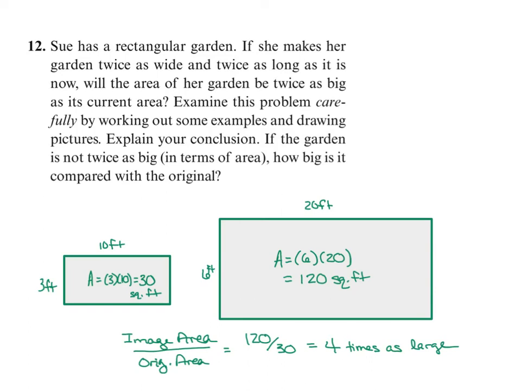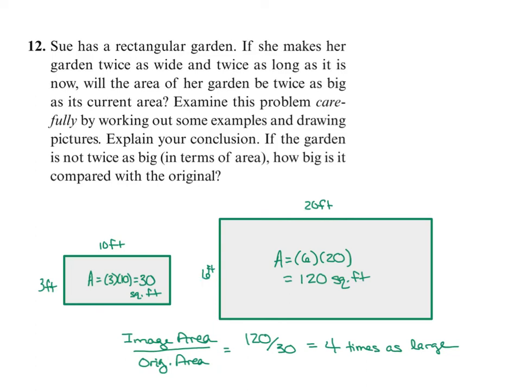Question number 12. Sue has a rectangular garden. If she makes her garden twice as wide and twice as long as it is now, will the area of her garden be twice as big? So I made up some dimensions of an original garden that's 3 feet by 10 feet. So it has an area of 30 square feet. If I double 3 feet, I get 6 feet. And if I double 10 feet, I get 20 feet. And that's what it means to be twice as long or twice as wide, is to multiply by 2.